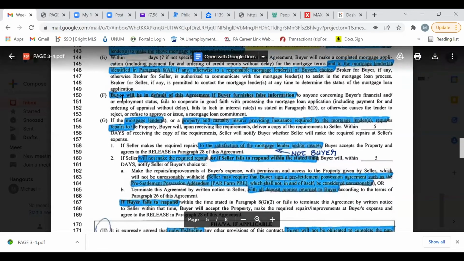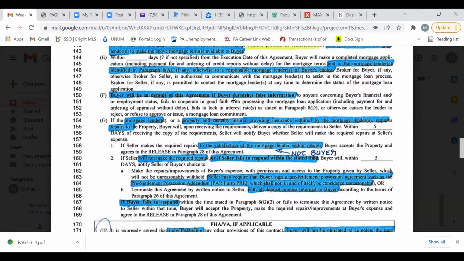Okay. F, buyer will be in default of this agreement. Again, it says buyer is in default of this agreement, but nowhere in this paragraph does it state that the seller gets the deposit money. Okay. Buyer will be in default of this agreement if buyer furnishes false information to anyone concerning buyer's financial and or employment status, fails to cooperate in good faith with processing the mortgage loan application, including payment for and ordering of appraisal without delay, fails to lock in interest rate as stated in paragraph 8D, or otherwise causes the lender to reject or refuse to approve or issue a mortgage loan commitment.